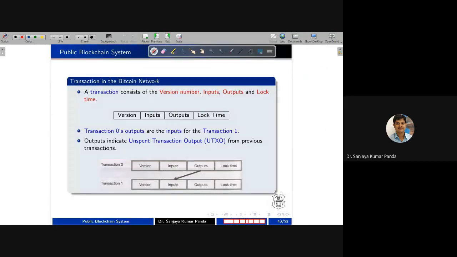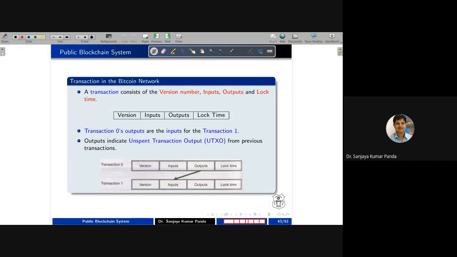The last part, in the public blockchain system, is how to make a transaction in the Bitcoin network. Like we make a bank transaction, in which they also keep some reference number, the timestamp, account number and other details, a transaction consists of the version number. We have also seen this in the header part. We discussed the blockchain header, which is 80 bytes. In that, I told you the version number is 4 bytes, where you keep the version.